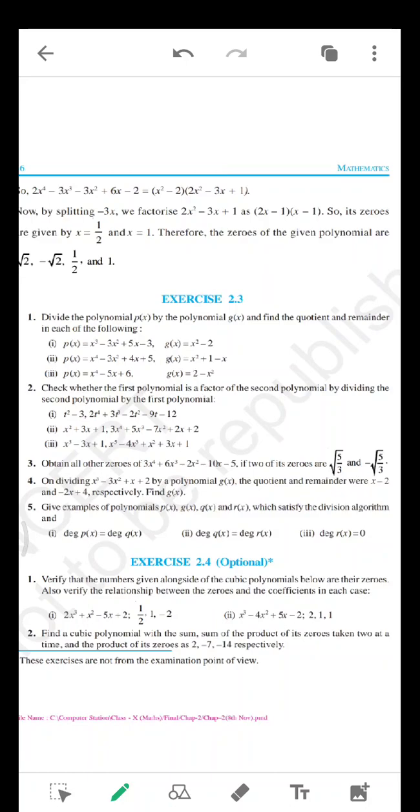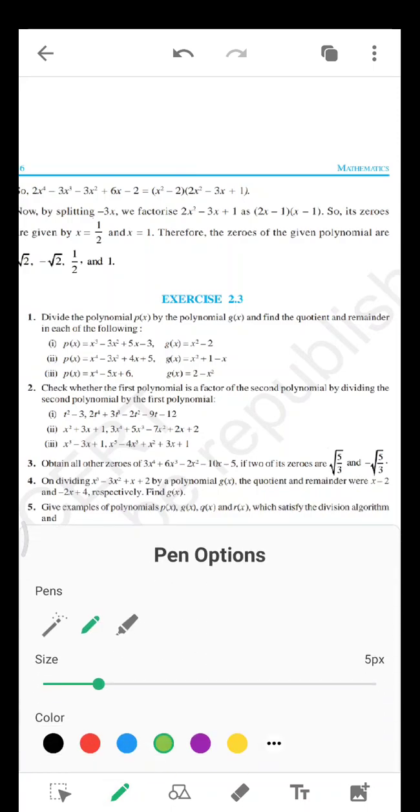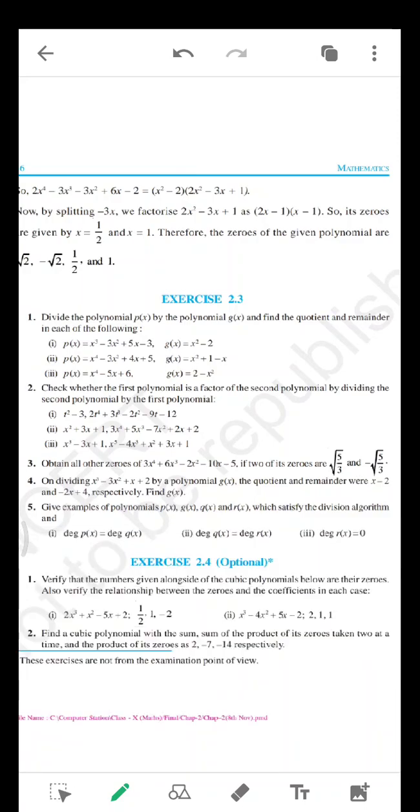So you have already learned in 9th class how to divide polynomials by long division. So you have to follow the same process, no change. Normal long division we have to do for this. So let's see the first bit of exercise 2.3. The first one we are going to see now.